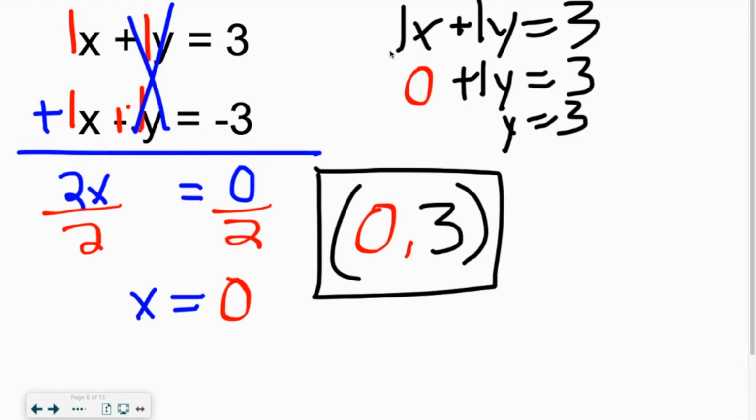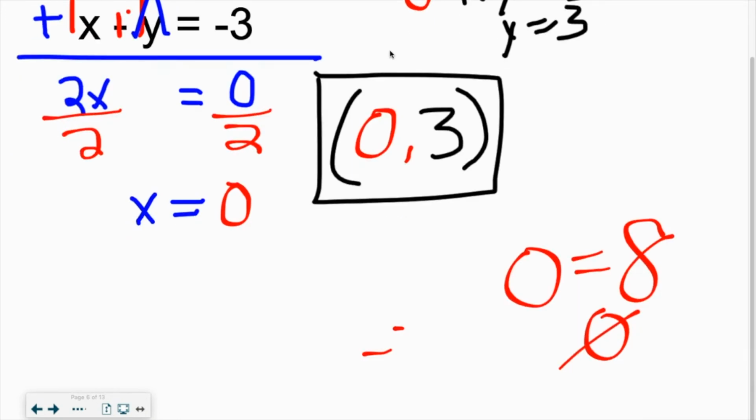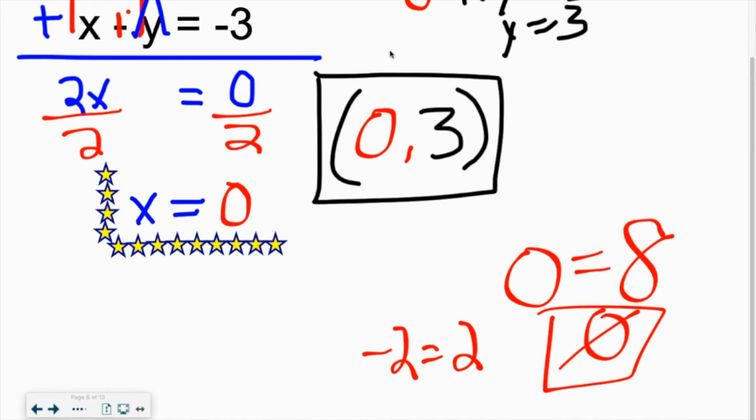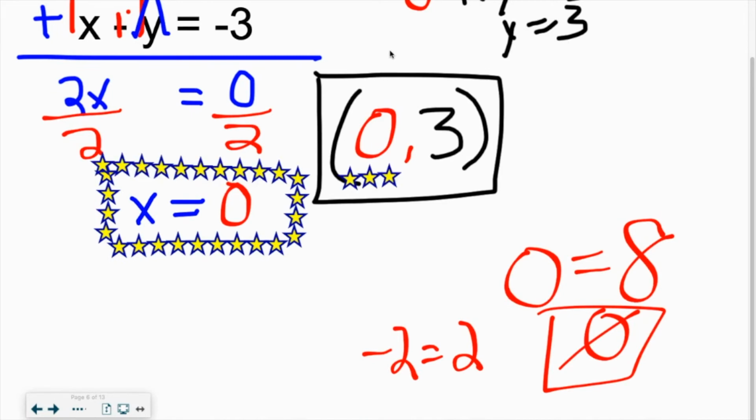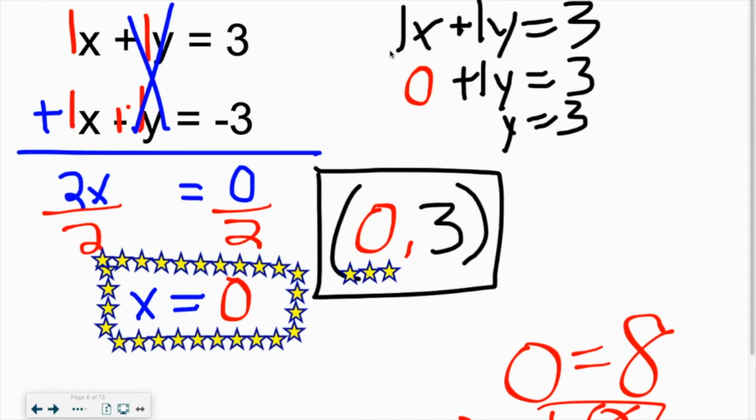Again, x can equal 0 or y can equal 0. That is possible. That is not a false statement. That's just a value or a solution for that variable. If you get a false statement, like 0 equals 8, that means no solution. Or negative 2 equals positive 2, that means no solution. But if x equals 0, make this note in your head, then continue on because your x value is 0. Plug it on into the other equation.